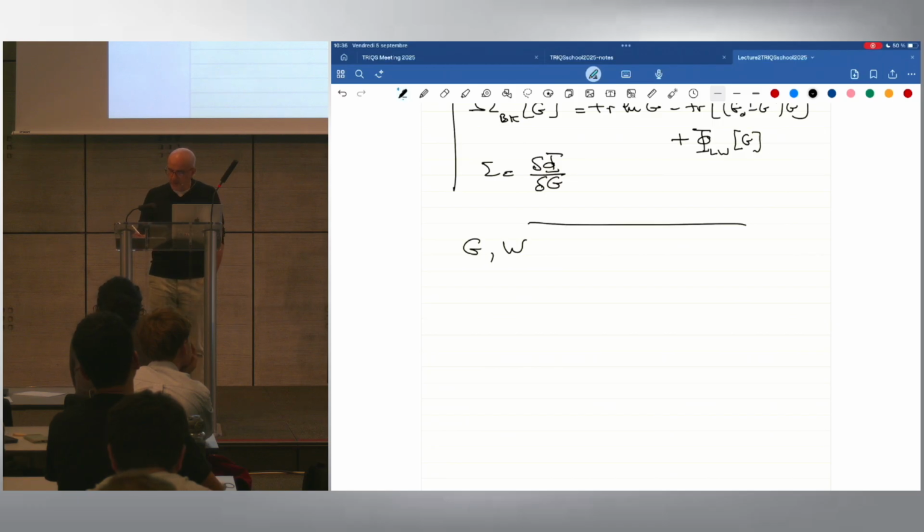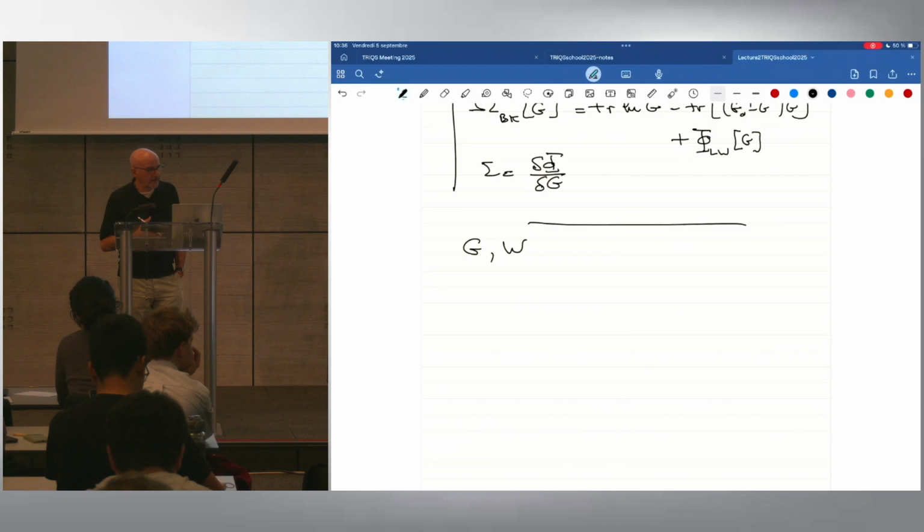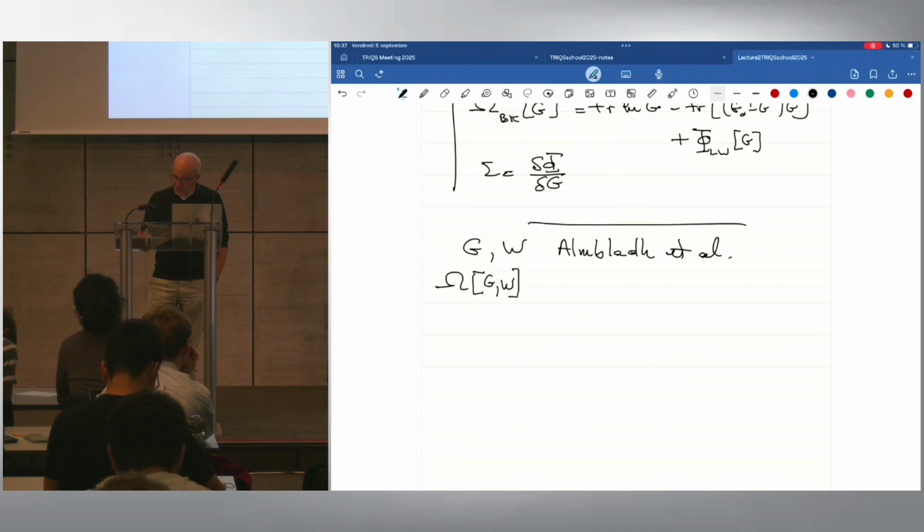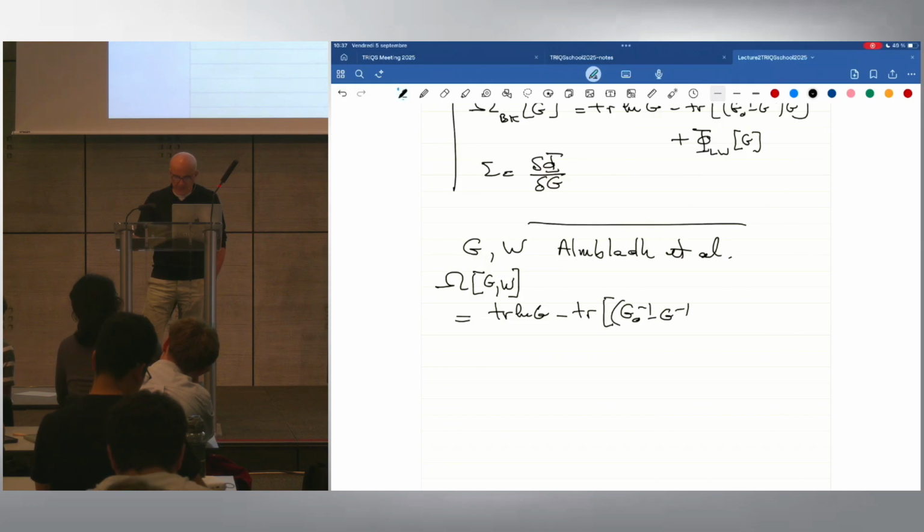I don't exactly remember the dates, but you see there was a lot of high-level many-body theory done in Sweden in those days. So Almbladh et al. So again, I'm going to try to spell this correctly. I think that's the correct spelling. And what these people did is that they constructed a functional of G and W. And this functional has the following form. It's, again, trace log G minus trace of G0 minus 1 minus G minus 1 times G. So this starts exactly as the Baym-Kadanoff, because this is the Legendre transform with respect to G.